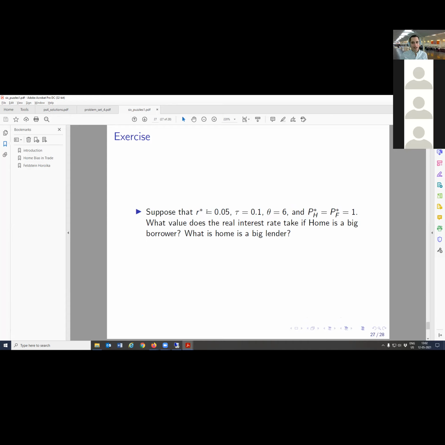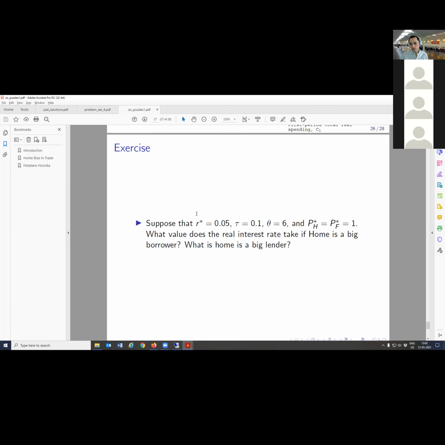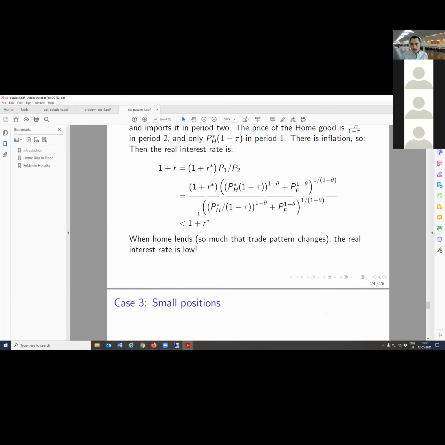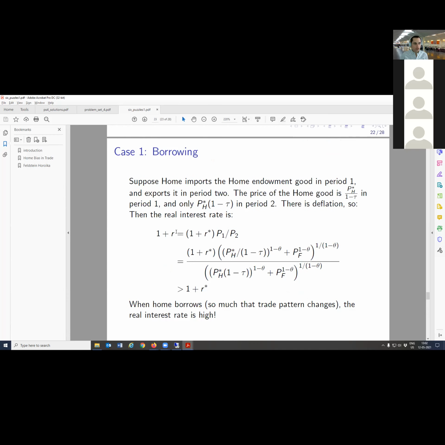So let's put some actual numbers in the equations that we derived in the slides, and then see what the actual values are that this real interest rate takes. Before we look at the actual numbers, let me remind you about our solutions here. R here is the real interest rate, and R star is the international interest rate, the one that you'd face in other countries. Okay, so the question is, what does my real interest rate look like?